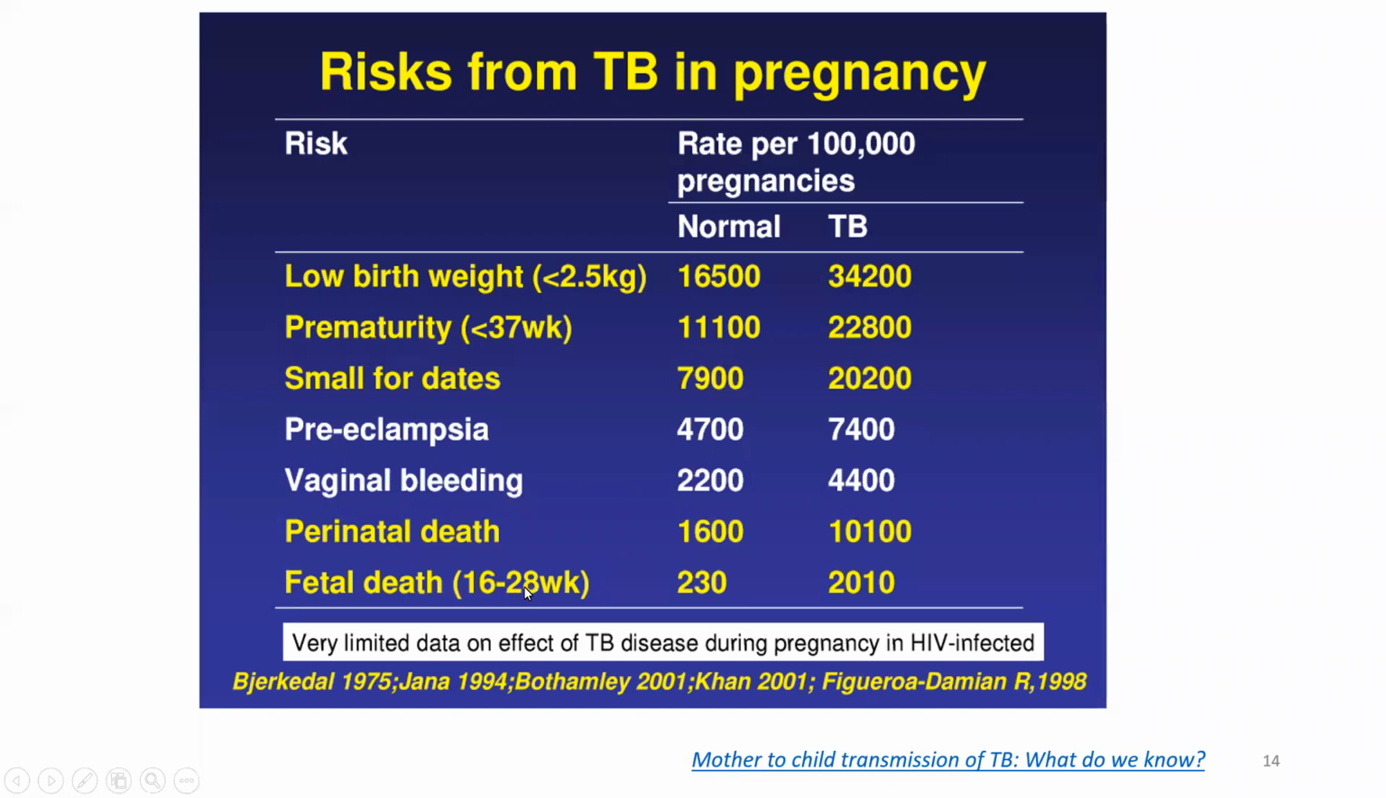Fetal death, especially at gestation of 16 to 28 weeks: 230 babies died with mothers without TB, but with TB, 2,000 babies died because of the TB. There is very limited data on the effect of TB disease during pregnancy in HIV infected women, so this data was not including the HIV co-infected pregnant women. So in terms of mother-to-child transmission of TB, what do we know?